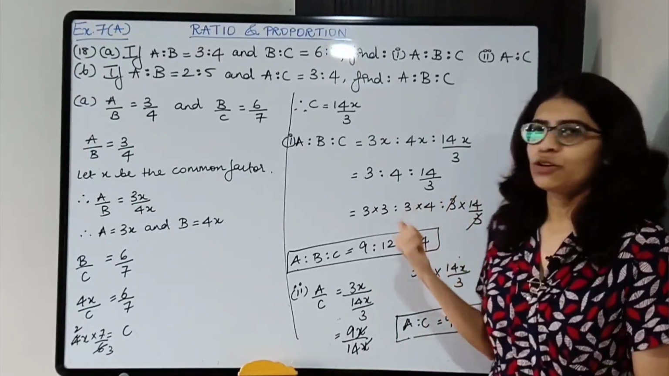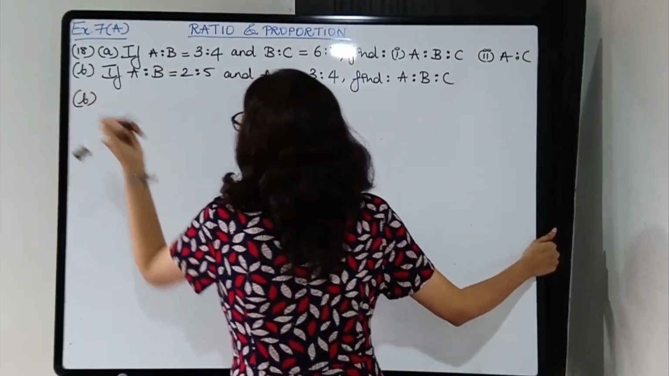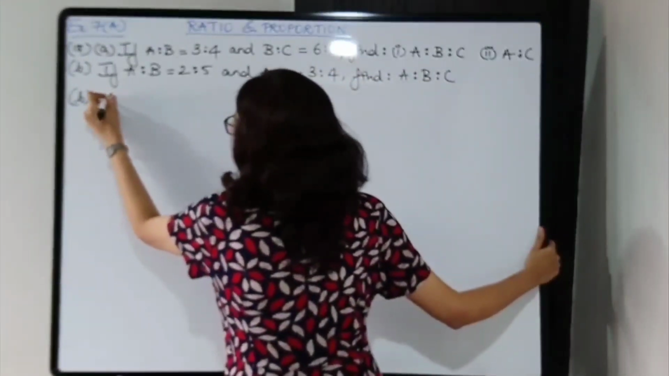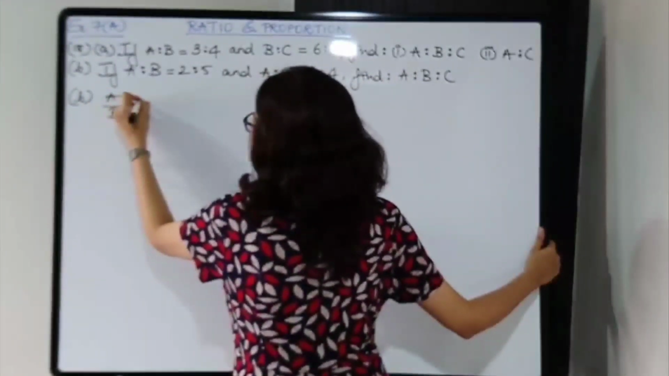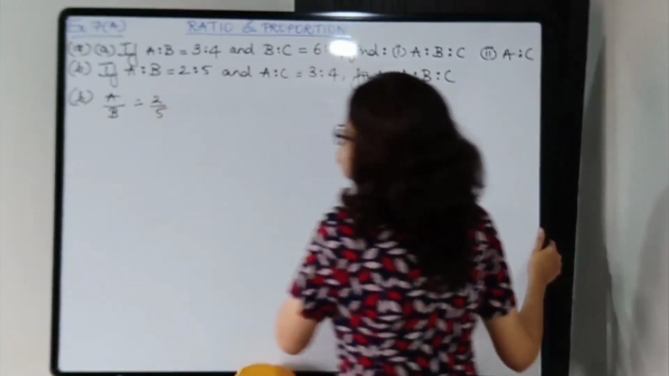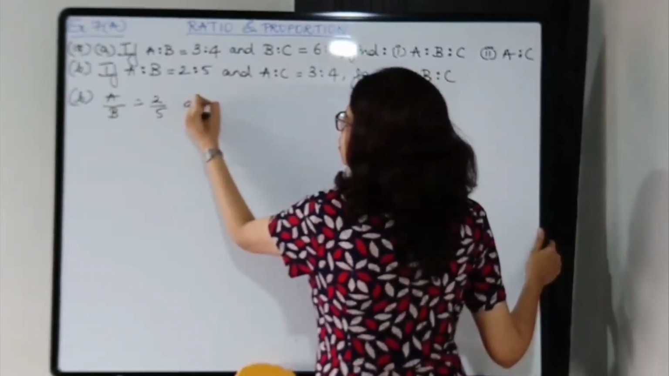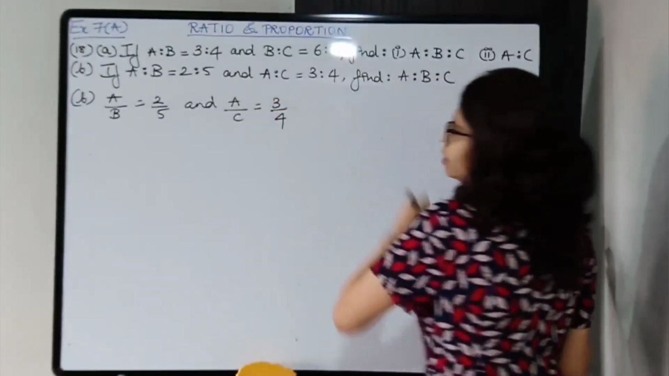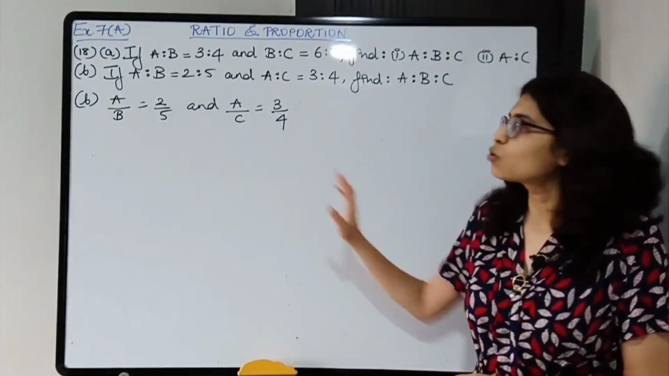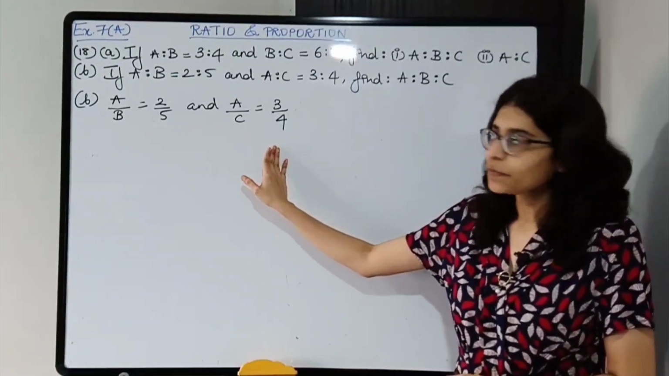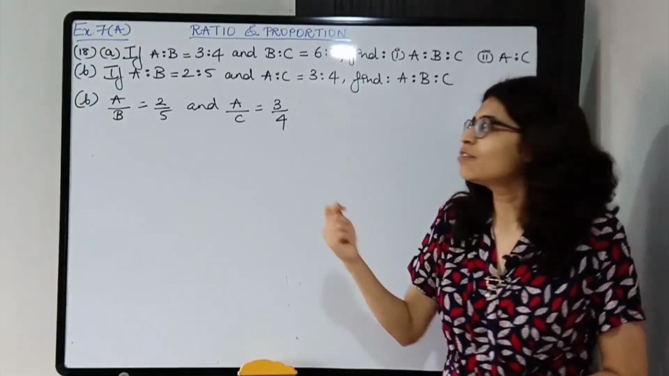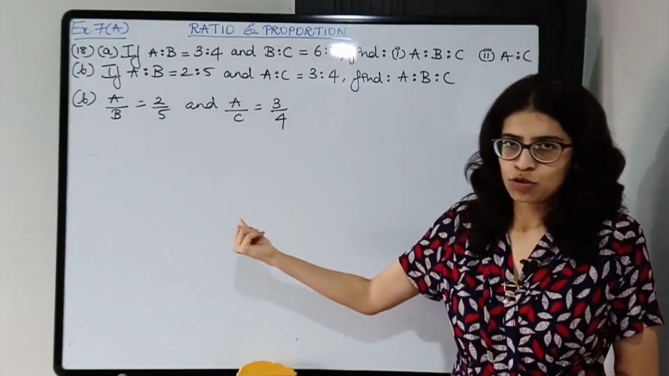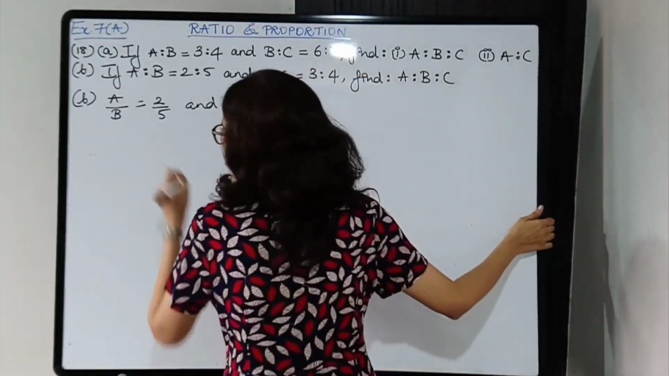Alright. Now moving on to part B. We'll use the same method for part B. So I'll solve directly now. A is to B is nothing but A upon B. A upon B is 2 is to 5, that is 2 upon 5. And over here we are given A is to C, that is A upon C is equal to 3 is to 4, that is 3 upon 4. We know these things. So always write down the given first. Okay. Now we need to introduce common factor in one of the ratios. So I'll consider the first one only. You can consider the second one. It's your choice. Okay. So I'll be considering this.